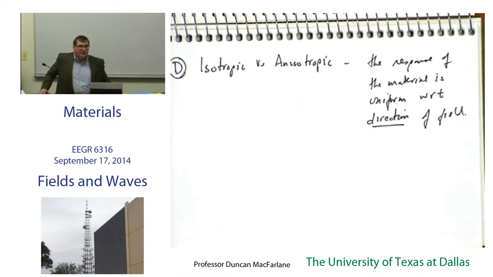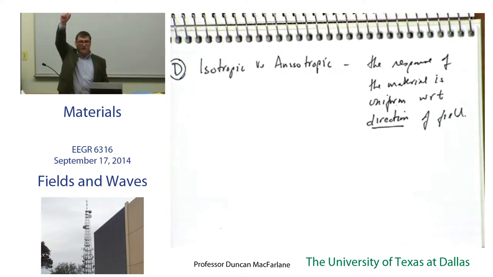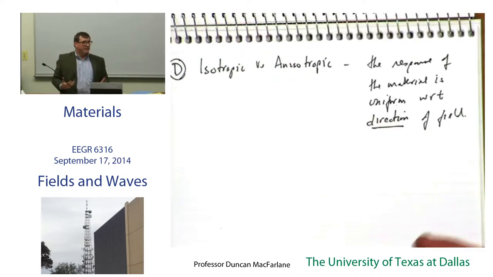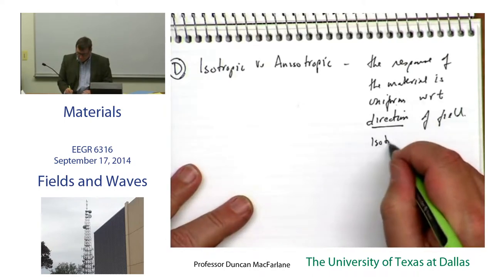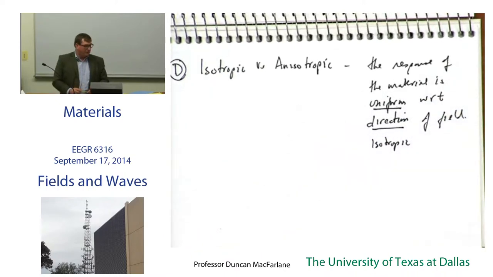For an isotropic material, the response of the material is uniform with respect to the direction of the field. So remember these fields are vector fields. They point in the x direction versus the y direction versus the z direction. And so if the response of the material matters, whether the electric field, for example, is pointed in the x direction versus the y direction, then you have an anisotropic material. Uniform with respect to direction is isotropic. Non-uniform with respect to direction is anisotropic.